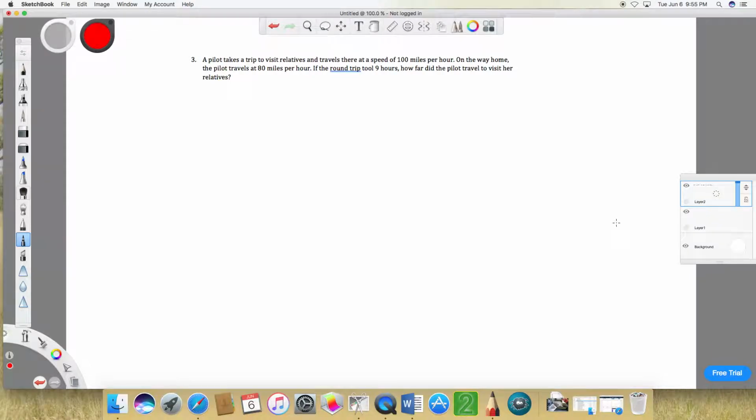Let's take a look at this word problem. It's a uniform motion problem. A pilot takes a trip to visit relatives and travels there at a speed of 100 miles per hour. On the way home, the pilot travels 80 miles per hour. If the round trip, that should say took, if the round trip took 9 hours, how far did the pilot travel to visit her relatives?